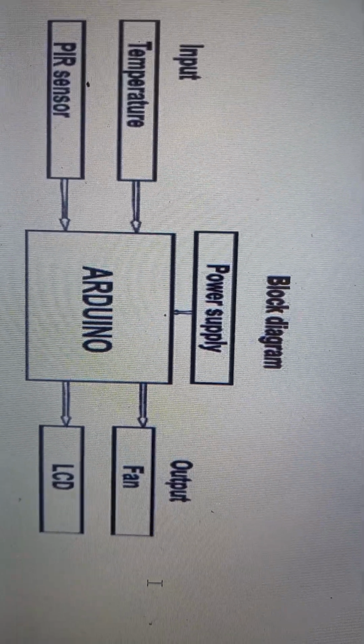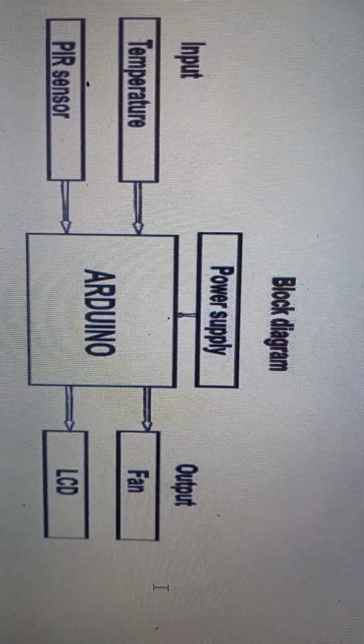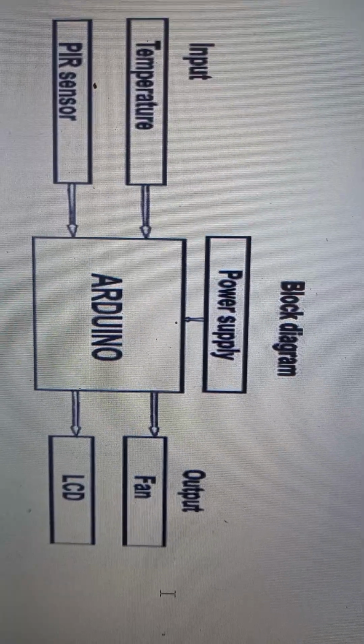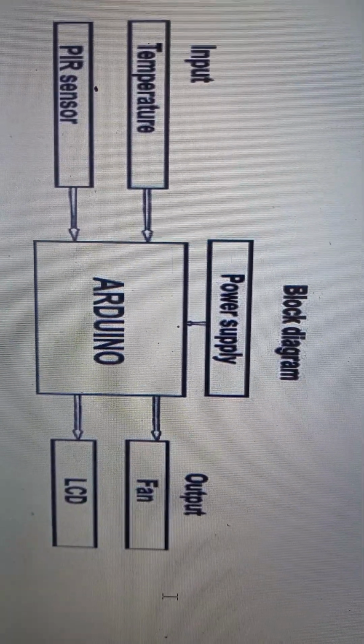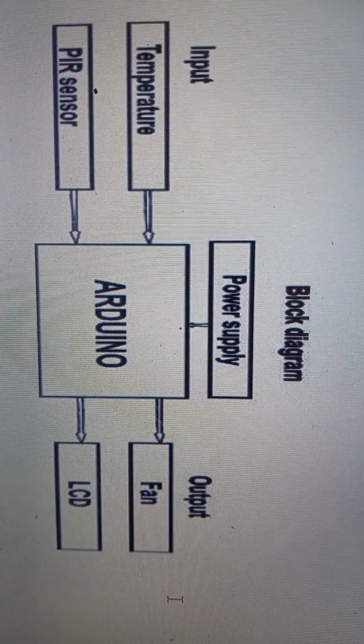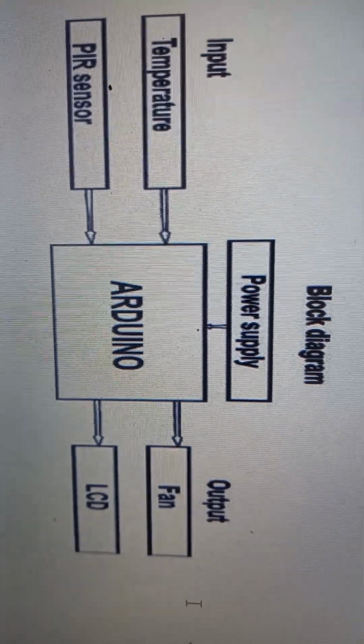This is the block diagram for the project. We have the power supply, temperature sensor, and passive infrared sensor as the inputs. Then we have our outputs here: the fan and LCD. A very simple block diagram.